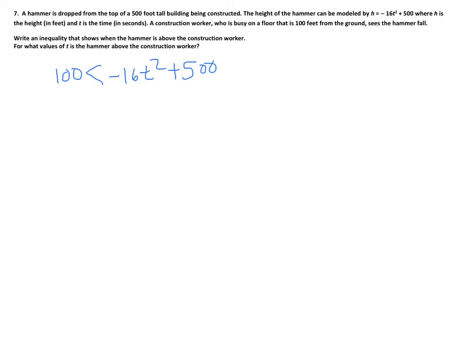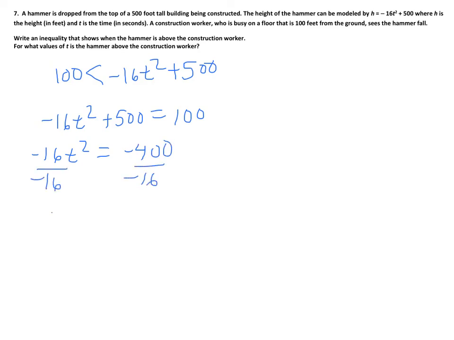But what we need to solve is this. So subtract the 500. And you would get negative 400. Divide by negative 16. You get t squared equals 25. Square root it. Now, normally you would say t equals plus or minus 5.